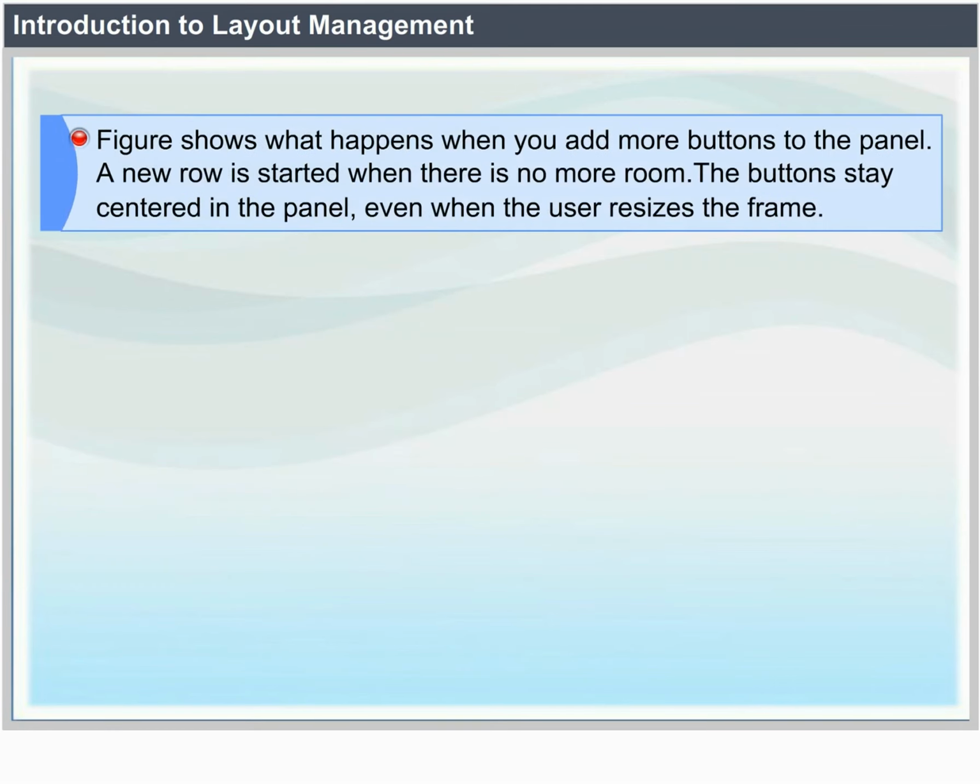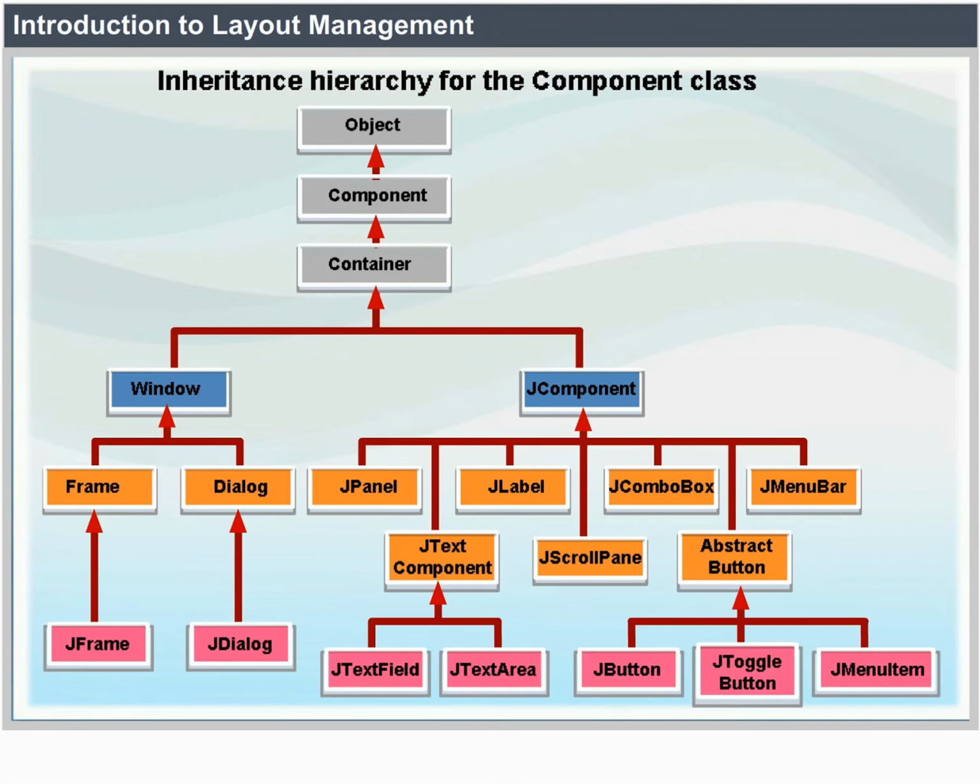The figure shows what happens when you add more buttons to the panel. A new row is started when there is no more room. The buttons stay centered in the panel even when the user resizes the frame. Inheritance hierarchy for the Component class.